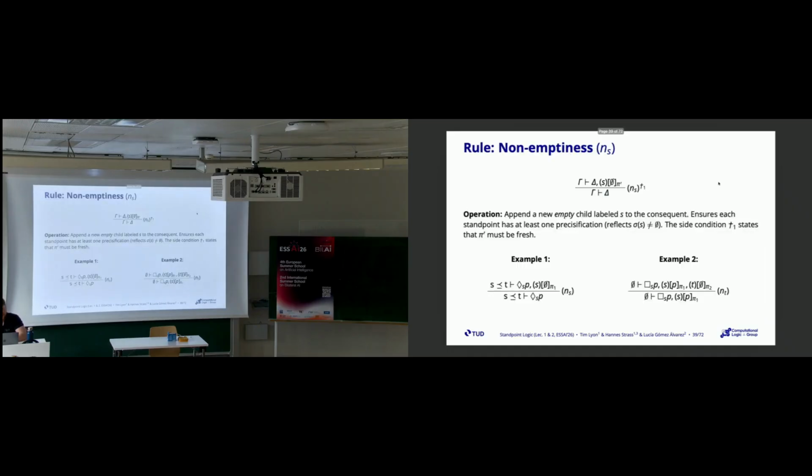Okay. The next rule that occurs in our system is called the non-emptiness rule. So we technically have this rule for every standpoint that appears in our vocabulary. And this rule is called the non-emptiness rule because it's encoding the fact that when we interpret standpoints, there is always at least one precisification in their interpretation in a model.